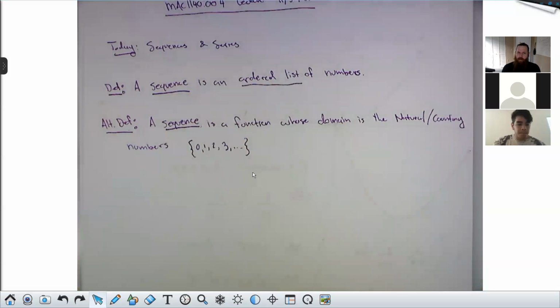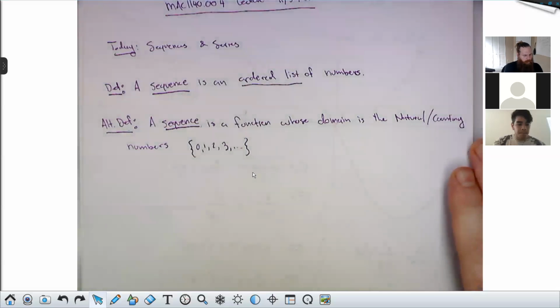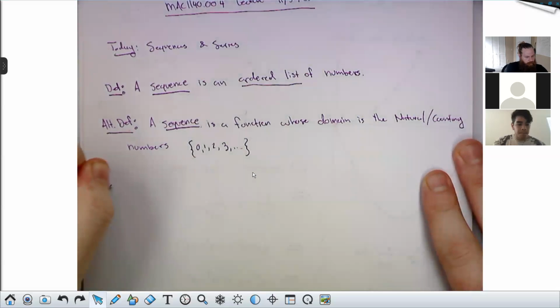I am inclined to include 0 as a natural number, but our sequences are going to be functions whose inputs, domain, are just non-negative whole numbers. In other words, there's an output corresponding to the input 0, an output corresponding to the input 1, an output corresponding to the input 2, and so on. There is some special notation, but before we do that, I just want to look at a few examples.